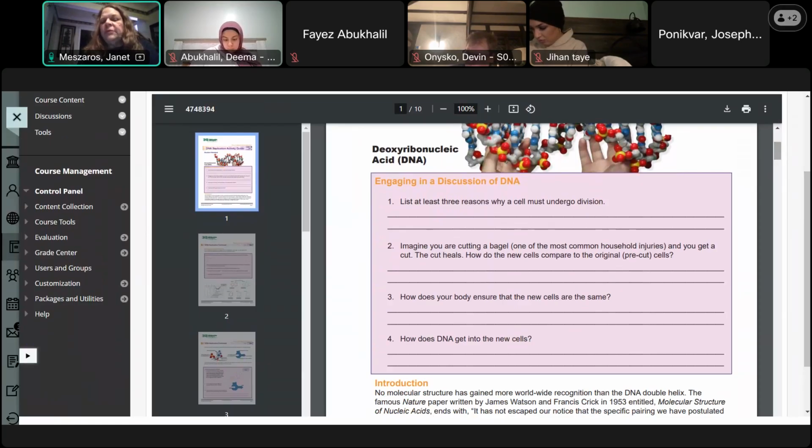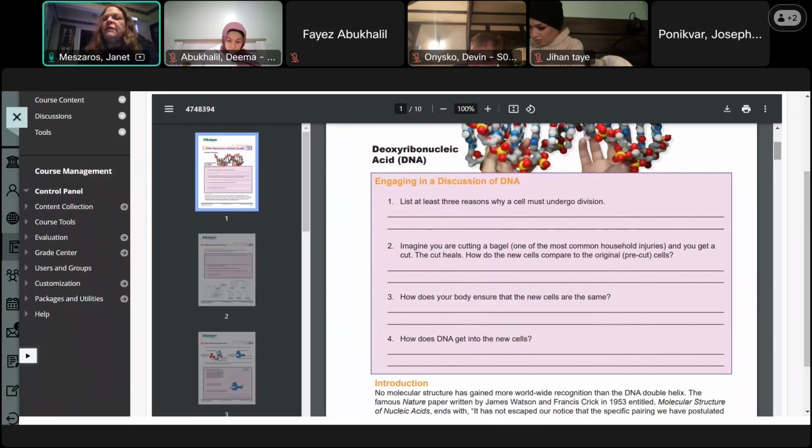In question number 2, it says, imagine you are cutting a bagel, one of the most common household injuries, and you get a cut. The cut heals. How do the new cells compare to the original pre-cut cells? It would be exactly the same, unless the injury was hard enough that your body had to lay down scar tissue. But here we're not going to say that. We're going to say, because your body prefers to repair or replace cells with the exact same type of cells and material that was removed.